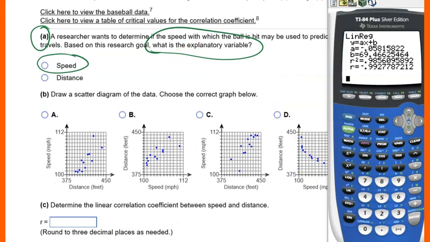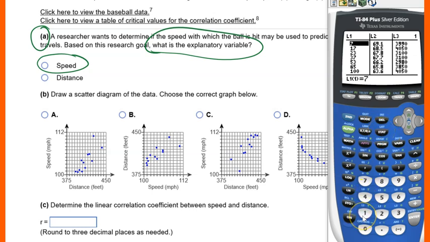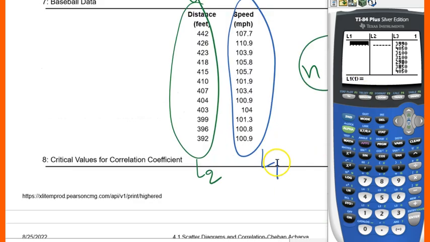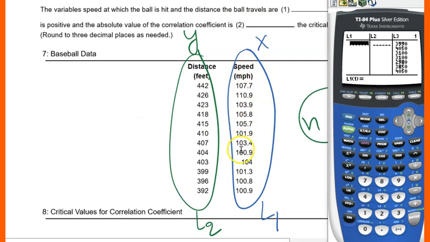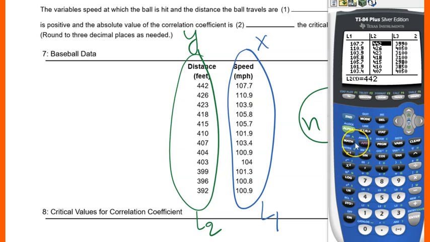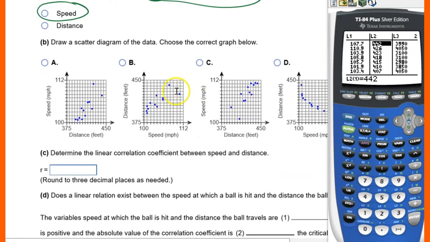To do that, let's put the data in the calculator. Again, you start with number 1, which is Edit, and you clear the data in L1. Just highlight L1 using the arrow button, highlight and clear, and enter. That's gone. And go to L2, clear, enter. That's gone. Let's put the speed in L1 and distance in L2. I'll put the data in and come back. Okay, I put the data in. Let's find the scatter plot.